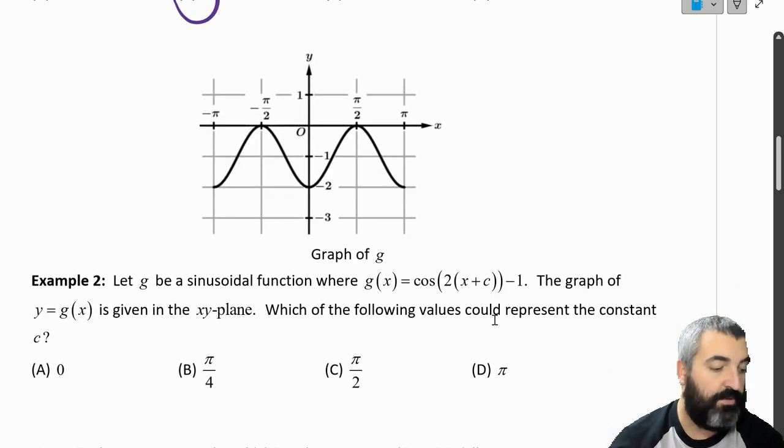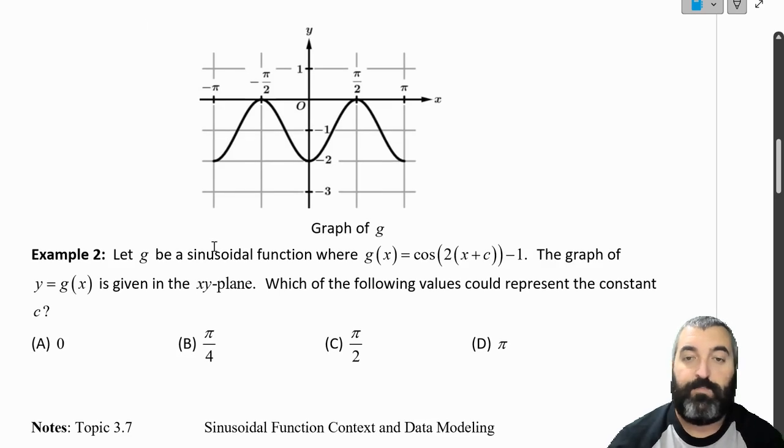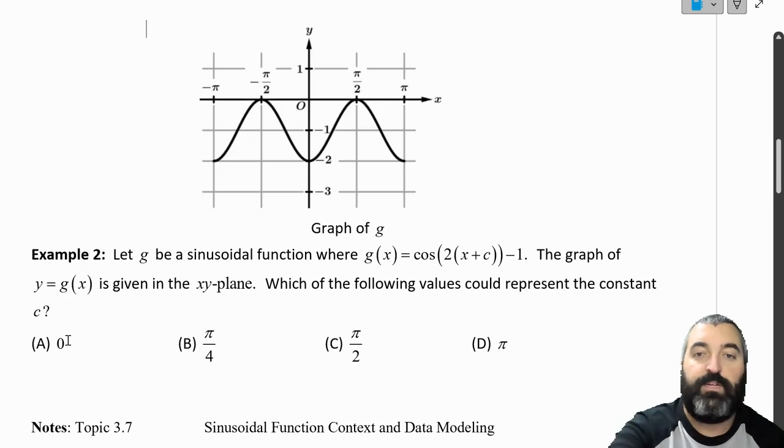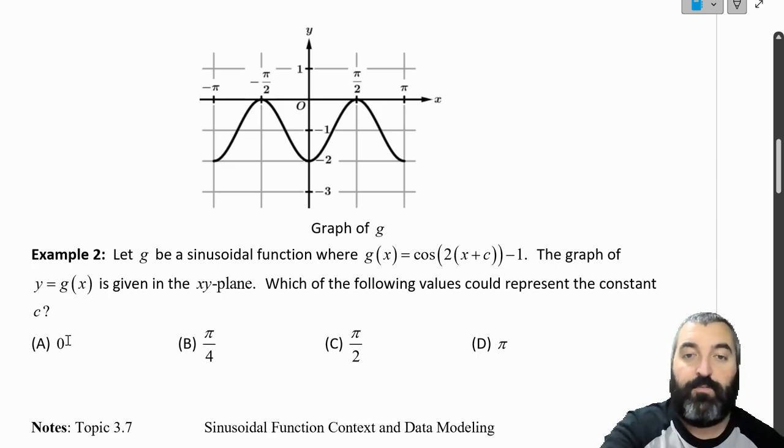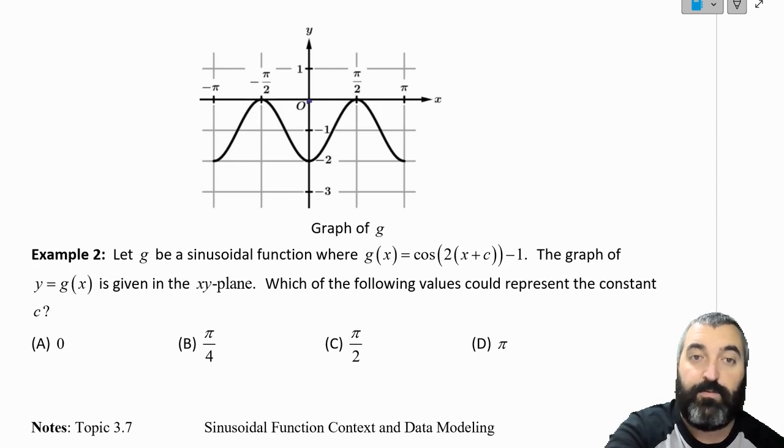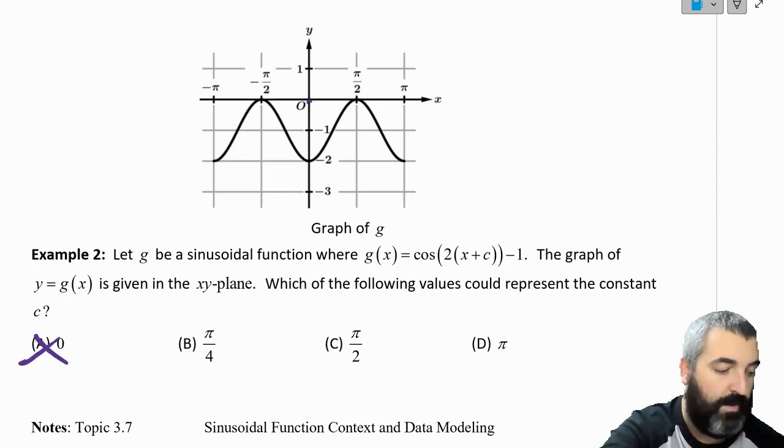For example 2, same idea, but now they're telling us the equation and we're trying to figure out what C is. Okay. So which of the following values could represent the constant C? So 0 would mean that there is no shift, which means cosine would start at the top, which would mean it'd be up here, which is not that one.